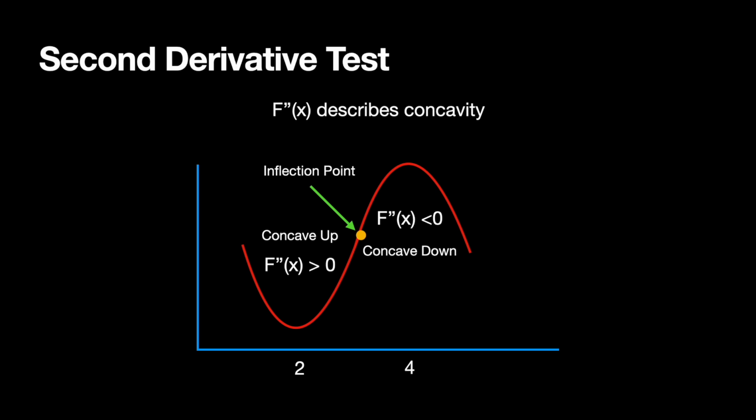Now to find local minimums and maximums, we first need to observe the concavity, or the value of f double prime of x. If f double prime of x is greater than 0 and f prime of x is equal to 0, we have a local minimum. And when f double prime of x is less than 0 and f prime of x is equal to 0, then we have a local maximum.